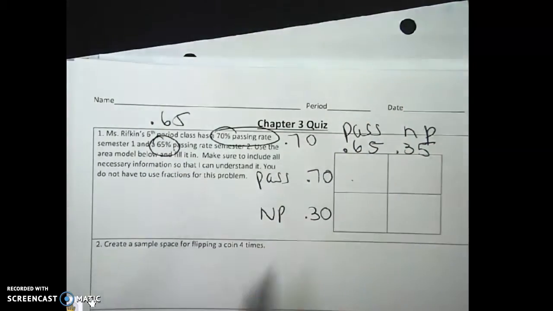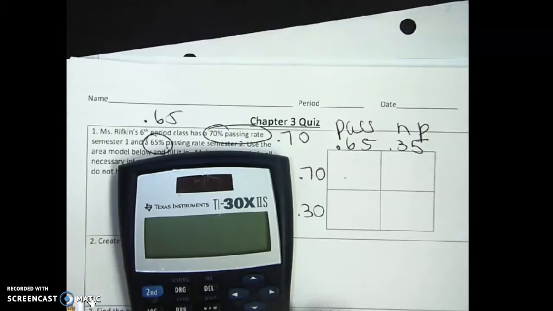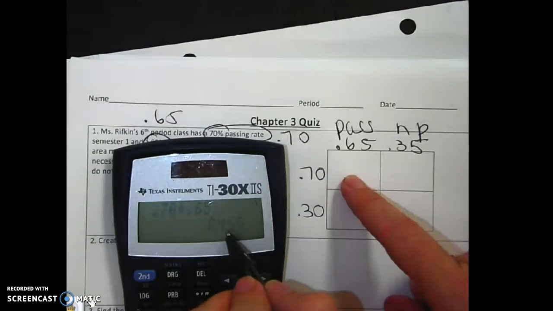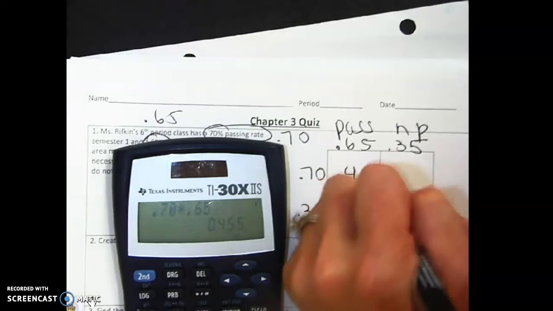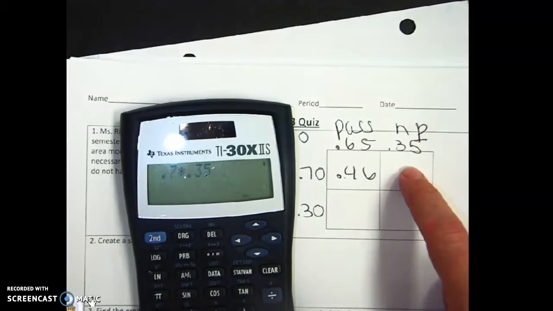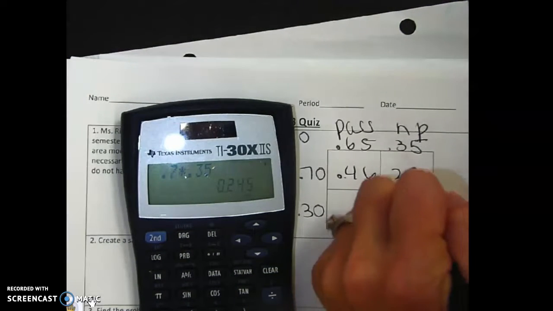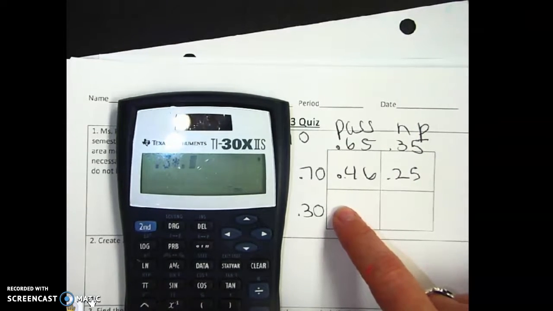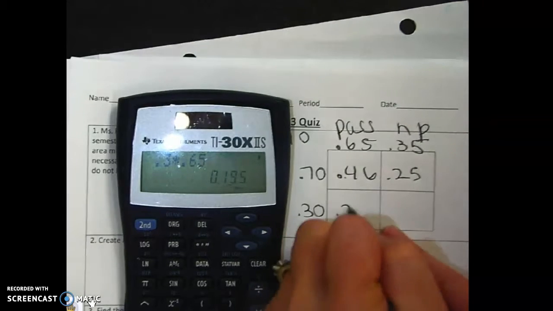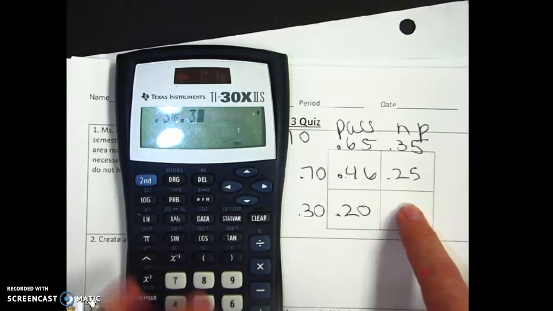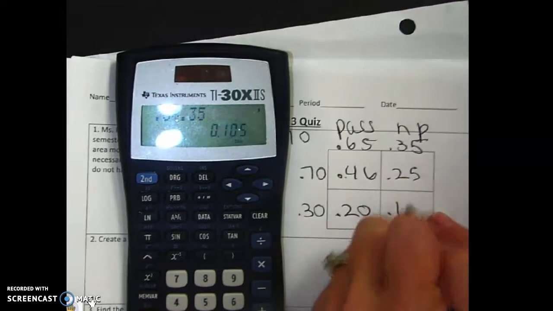Okay? So now to get that, I'm just going to multiply. I'm going to go 0.70 times 0.65, and I get that box. I'm going to round it to the nearest hundredth, so instead of 45 cents, it's 46. To get this box, I'm going to go 0.7 times 0.35, and I get 0.25 because I round it. Instead of 24 cents, it's 25. 0.3 times 0.65, and that's rounded up, is 20 cents. This one is 0.3 times 0.35, which is 11 cents.